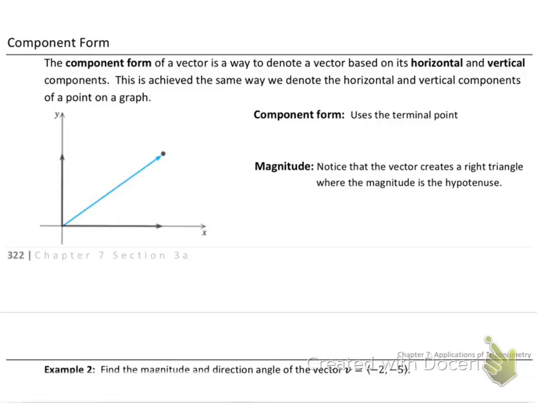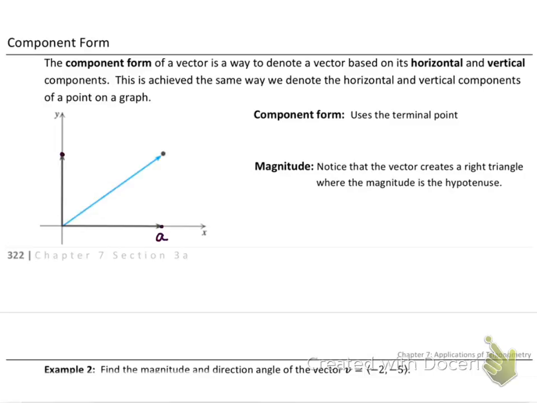All right, let's talk about component form. Well, I've been talking about x, y values this entire time, and our component form is basically just the x, y values of our terminal point. So the component form of a vector is a way to denote the vector based upon our horizontal and vertical component. This is achieved the same way we denote the horizontal and vertical components of a point on a graph. In other words, if I say the point 2, 3 to you, you would know where to plot that on an xy plane. Instead of using x and y values, because we're vectors, so we have to be different, we're going to use a. I'm going to say maybe this point is a out here. So I'm on the x-axis and I put an a at the very end of that.